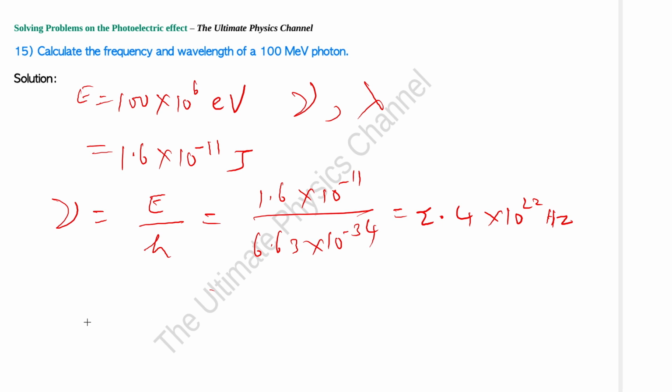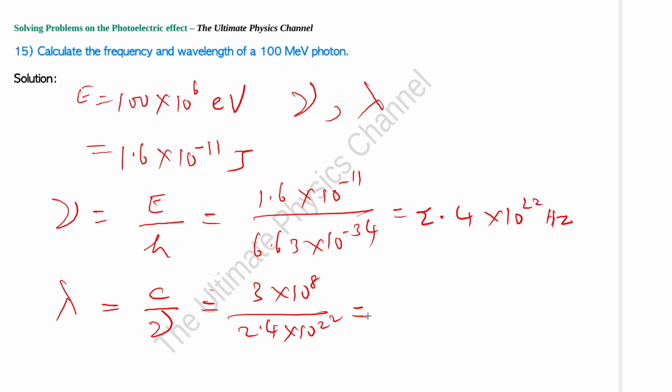Very high frequency radiation. And then lambda is c over nu. You get about 1.25 times 10 power minus 14 meters. Right. Let's move on to the next one.